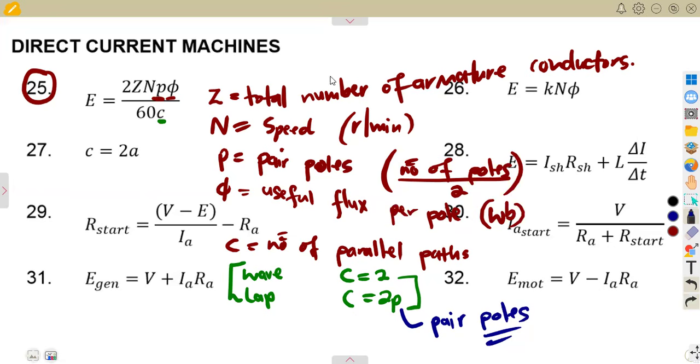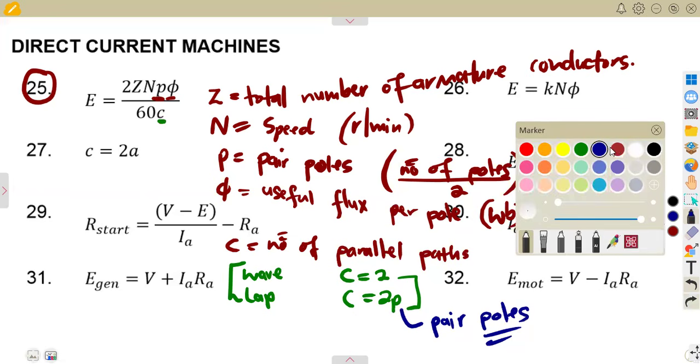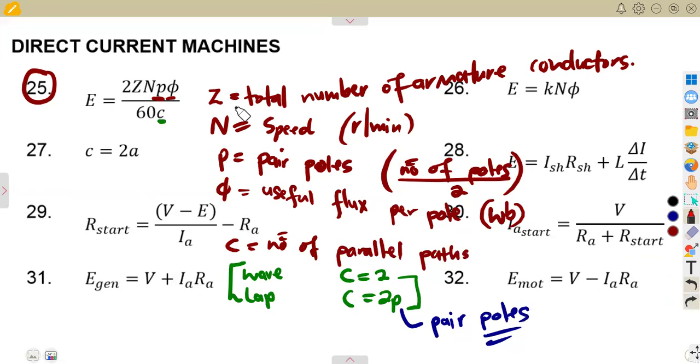Like I said, the Z also can be affected on a condition that maybe you are given the slots and the number of conductors. In that case, you are going to multiply the slots times the number of conductors that you are given per slot. So it depends on the condition that you'll be given in order for you to obtain that Z. But these are the conditions that you will need in determining this given EMF.